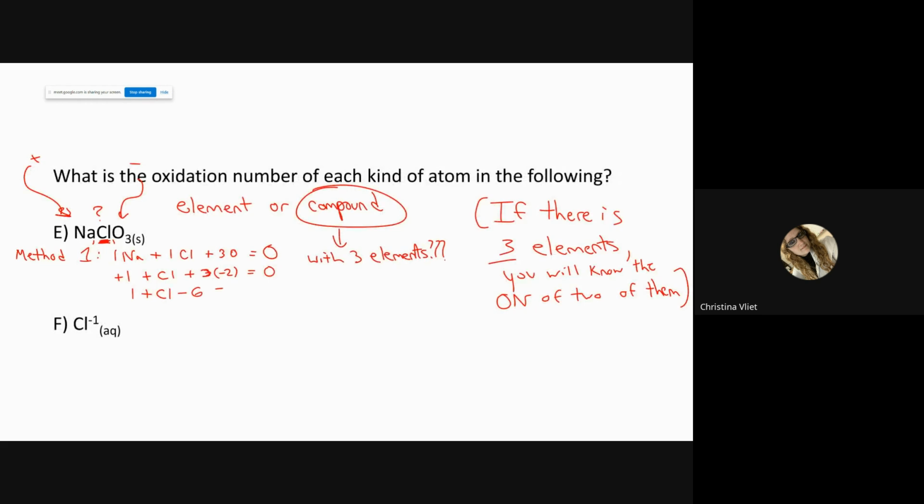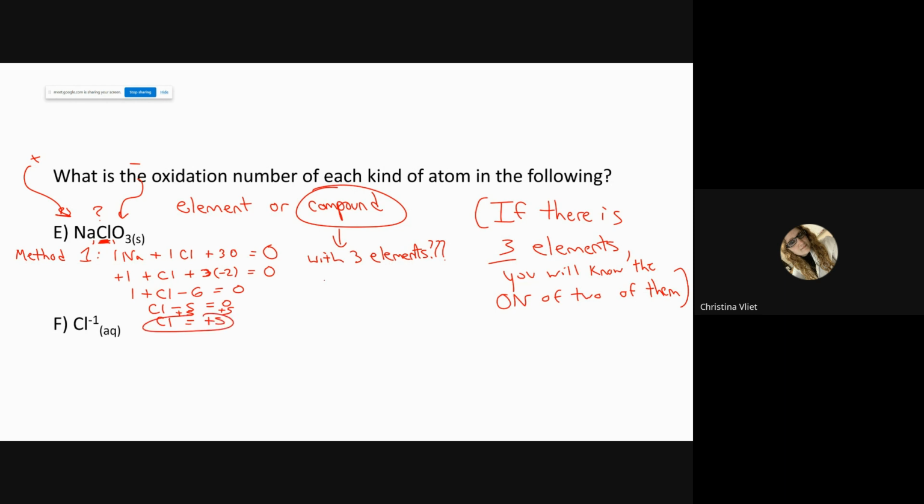minus 6 equals 0. Are you good with Cl minus 5 equals 0? 1 minus 6 is -5. If you're not, get a calculator out and it works. Right. Plus 5 to each side. Chlorine equals +5. Method 1.